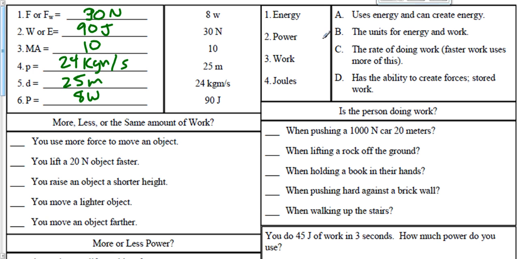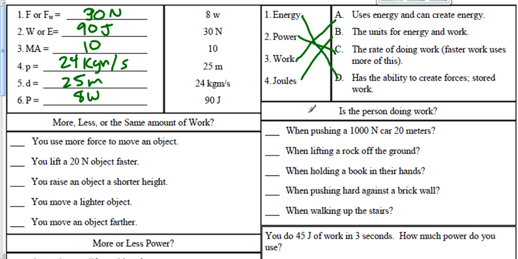Okay, next is our matching. Uses energy and can create energy. Well, again, we don't really create energy per se, but we transfer it. So in that case, that one's going to be work. Then the units for energy and work are going to be joules. The rate of doing work, that's going to be power, and then has the ability to create forces and stored work. That would be energy.